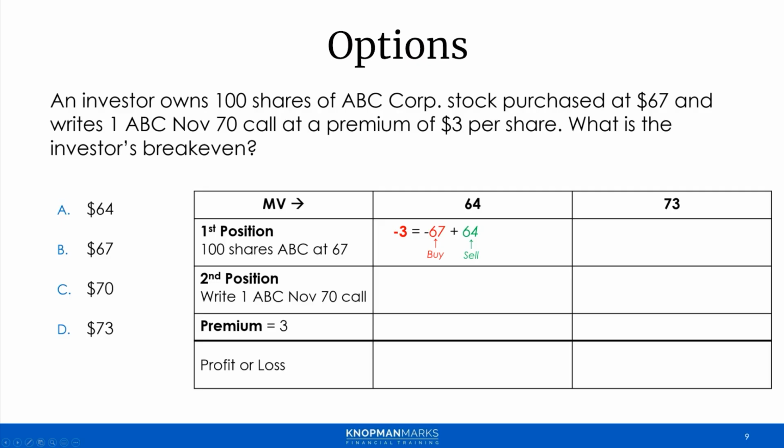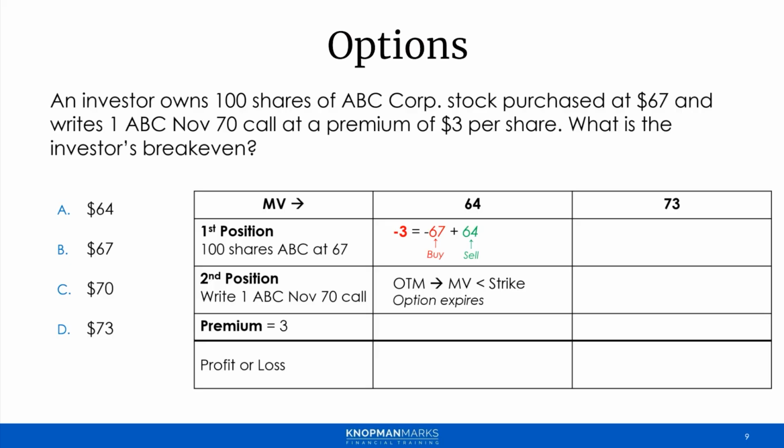Are they going to take advantage of that? Anybody going to buy $64 stock and be like, no, I want to overpay? I want to pay $70? No way. And that's because the option's out of the money. When the market value, 64, is less than the strike price, 70, the option expires worthless. So as of now, I'm down $3.